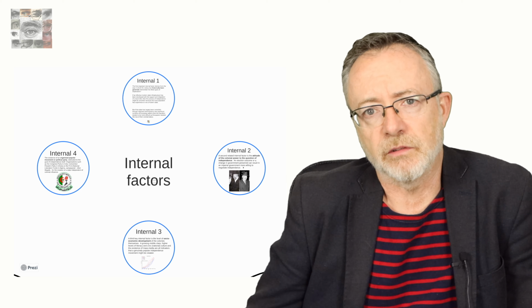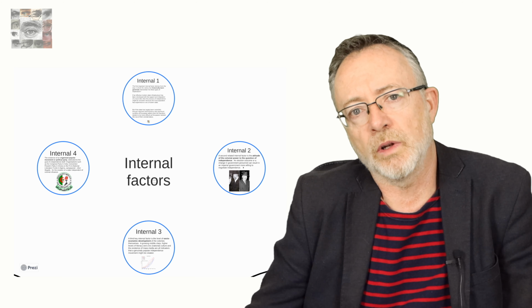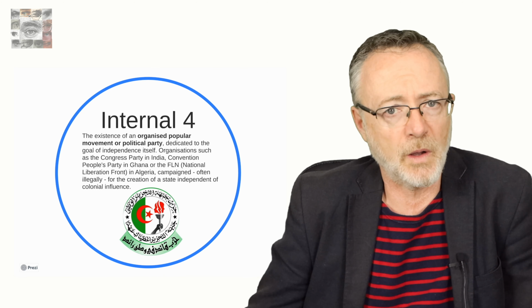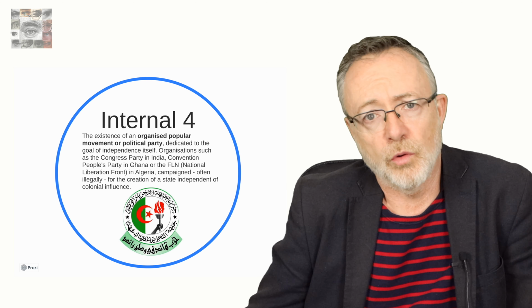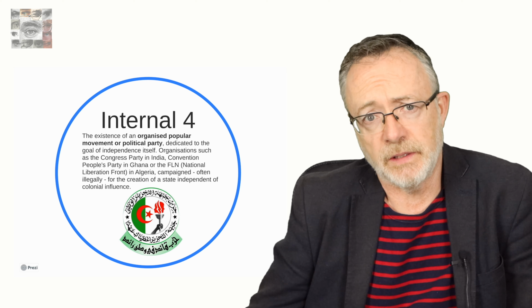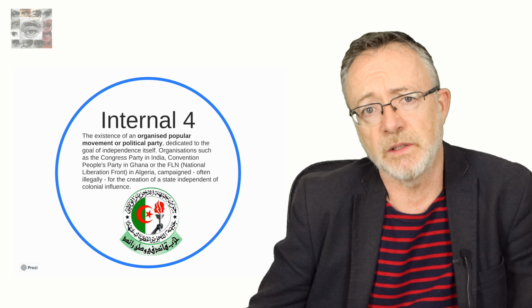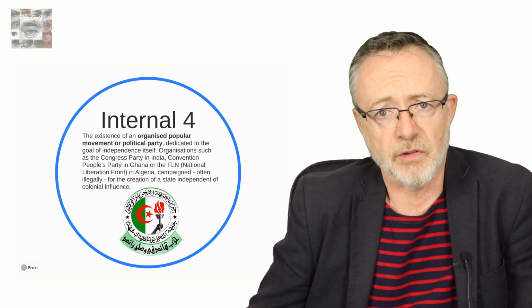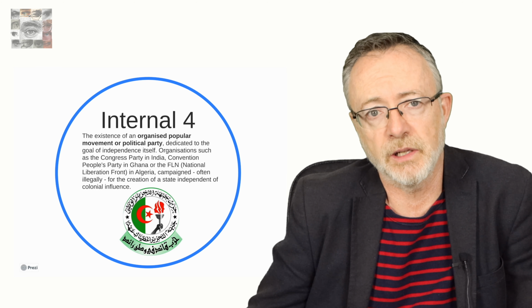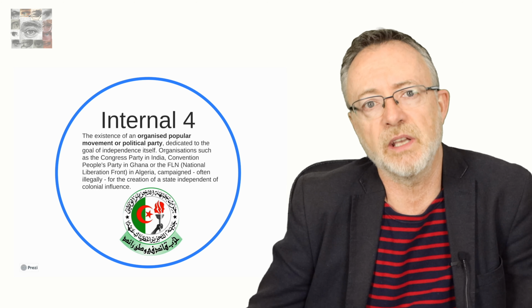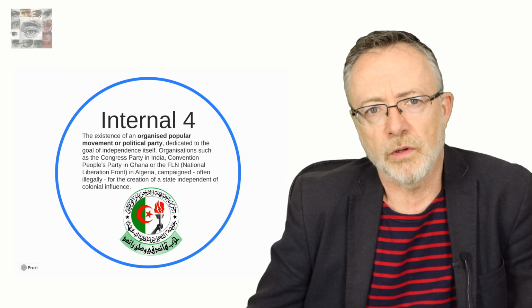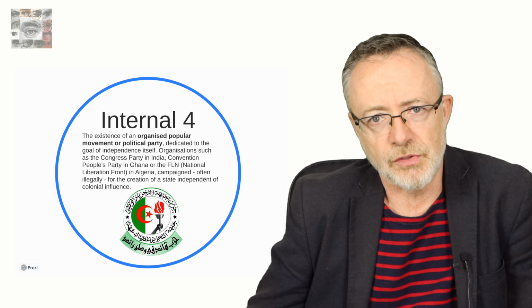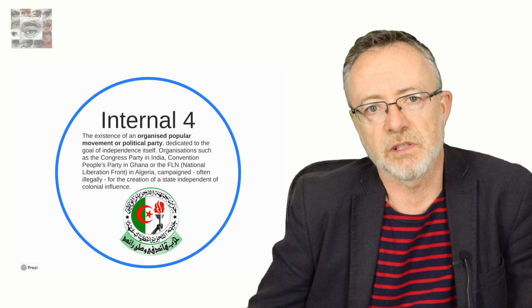The final internal factor is the existence of an organised popular movement or political party dedicated to the goal of independence itself. Organisations such as the Congress Party in India, the Convention People's Party in Ghana, or the National Liberation Front in Algeria campaigned, often illegally, for the creation of a state independent of colonial influence. Without well-organised revolutionaries, revolutions are much less likely to be successful.